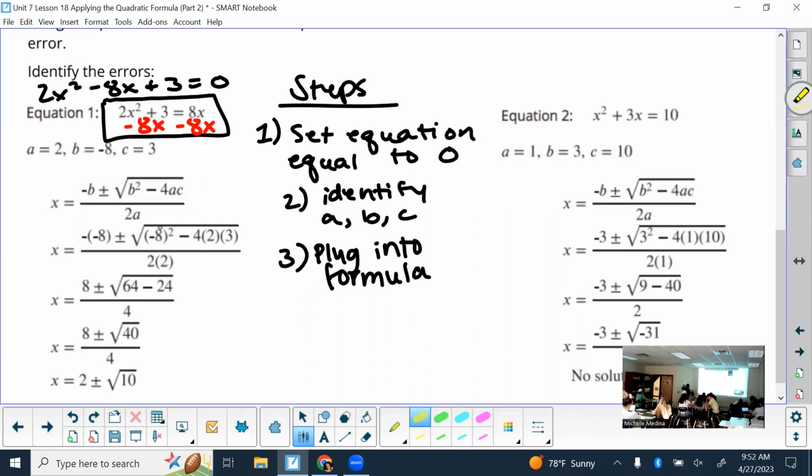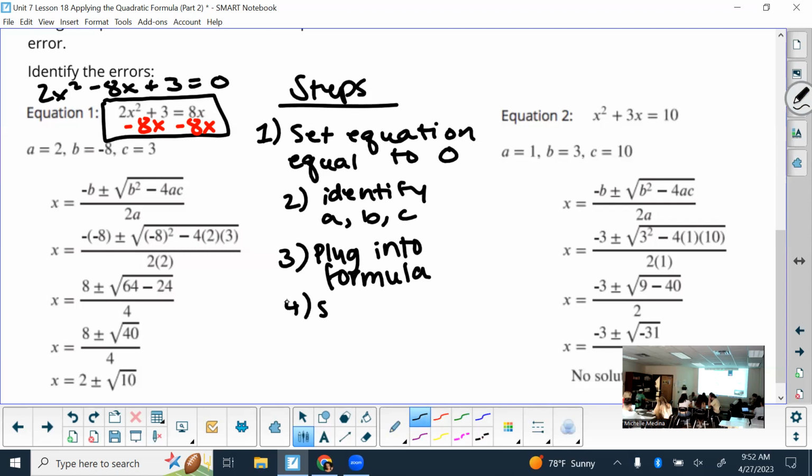Did they simplify or at least start simplifying correctly? Yes. So that double negative made it a positive. -8 squared is what? So good, that's there. What's 4 times 2 times 3? And they have 24 here too, so that's good. Is 64 minus 24 40? Yes. So this stuff looks good. They also did the 2 times 2, which is 4. Now from here, this might be where honestly you guys probably struggle too, because of that irrational solution.